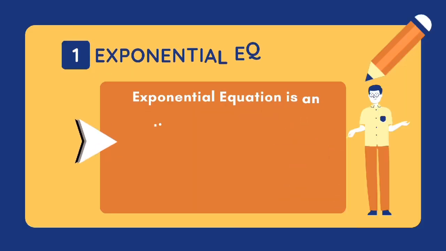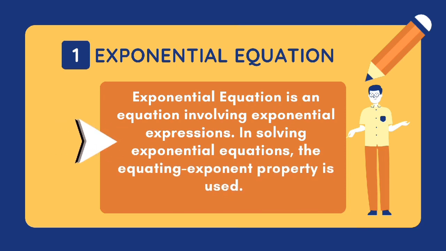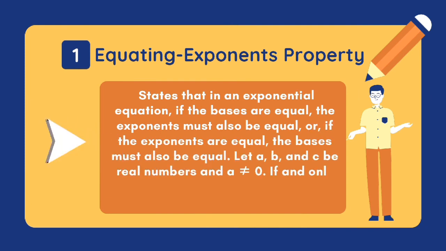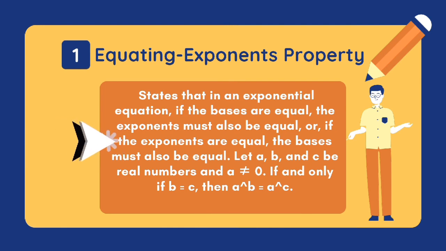Let's talk first about exponential equation and equating exponent property. Exponential equation is an equation involving exponential expression. In solving exponential equation, the equating exponent property is used. It states that in an exponential equation, if the bases are equal, the exponent must also be equal. Or if the exponents are equal, the bases must also be equal.